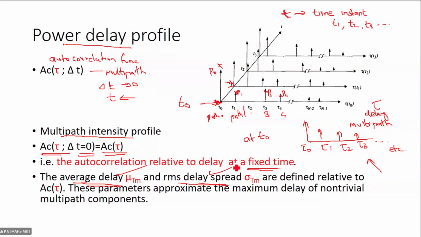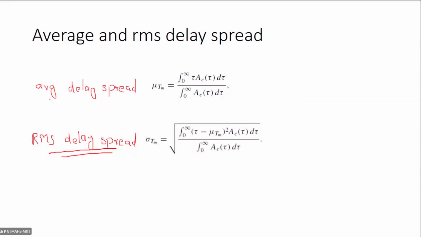Okay, so what is power delay profile? Power delay profile is something like this, where we observe different power values, where the variation is with respect to tau, that is the delay. And we are fixing onto the time. We are observing at a fixed time. We are observing the autocorrelation at a fixed time. Okay, so that is all about power delay profile, and now we'll see how these values can be calculated.